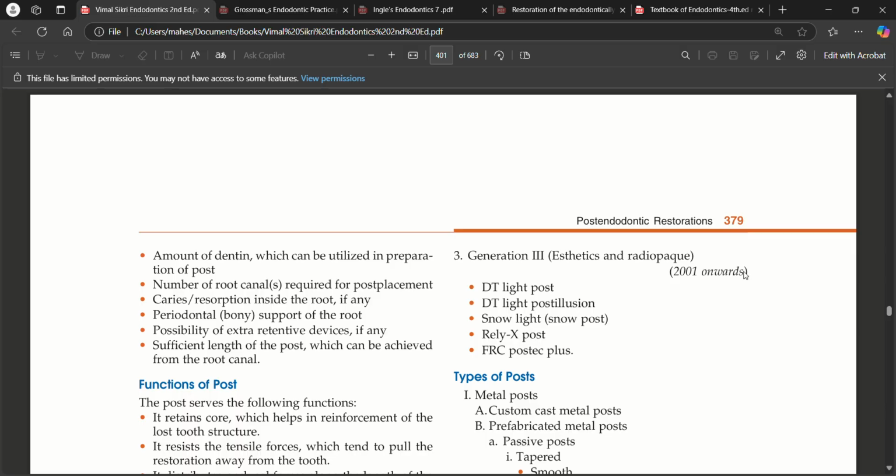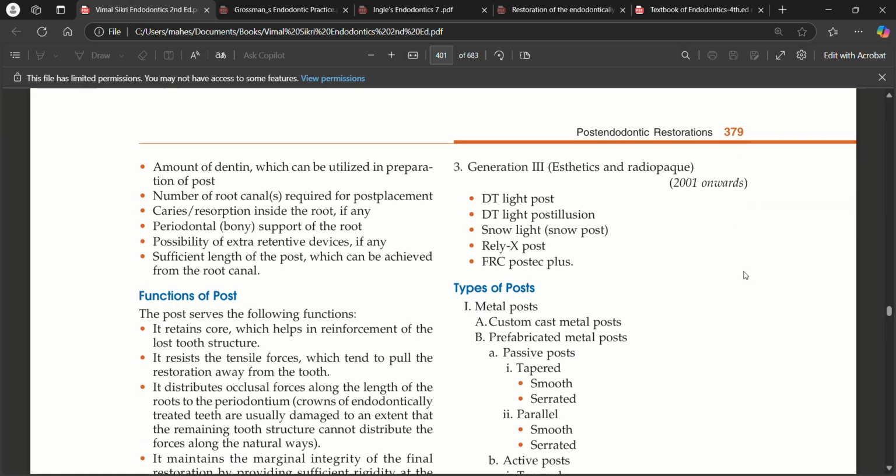then caries or resorption inside the root, periodontal bone support of the root, possibility of extra retentive devices if any, and sufficient length of the post which can be achieved from the root canal.